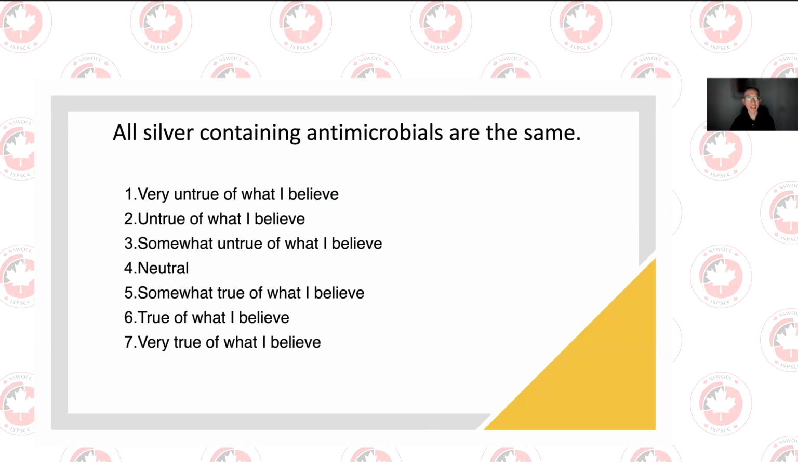So after all that conversation, let's see if there's some buy-in here. All silver-containing antimicrobial dressings are the same. Let's see. So you can choose very untrue to very true, or you can stay neutral. So there are 7 choices. Yeah, lots of good participation. Just maybe 3 more seconds. There we go. All right, you should see the results now in front of you. Results, very good and interesting. So most of you would say very untrue to somewhat untrue. Yeah, I think that's where I'm leaning.